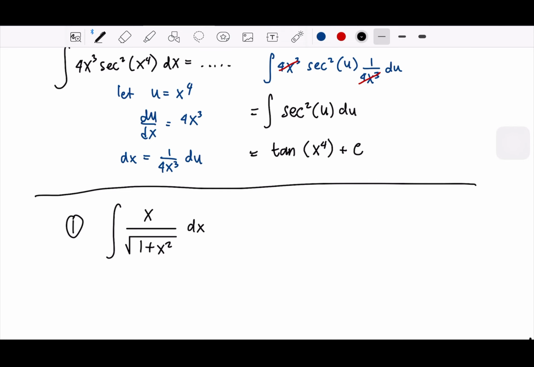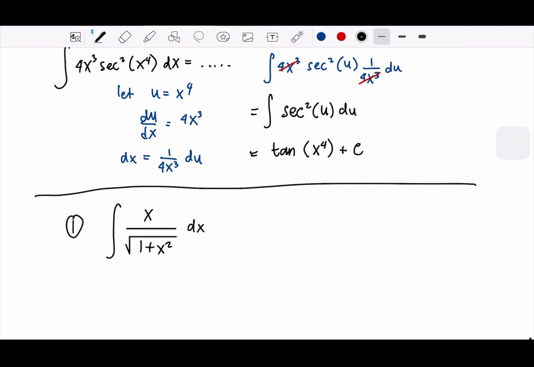I will show you 3 ways to see our integration, and 3 ways to get our result. At least we have three ways. You can use any method, it is okay. You can use substitution.